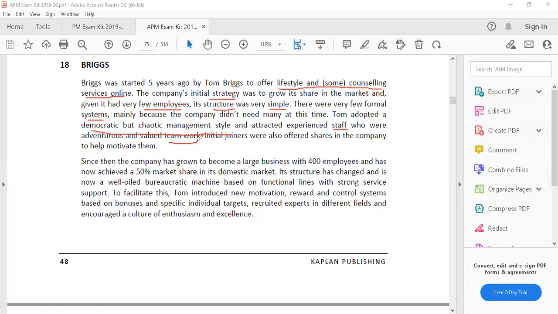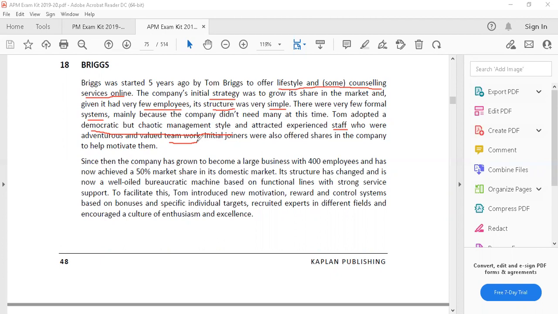Since then, the company has grown to become a large business with 400 employees and has now achieved a 50% market share in its domestic market. Initially, there were very few employees, but now the number grew to 400. So the number of employees is now 400 in the organization. So it grew in size, and now it has 50% market share in its domestic market.